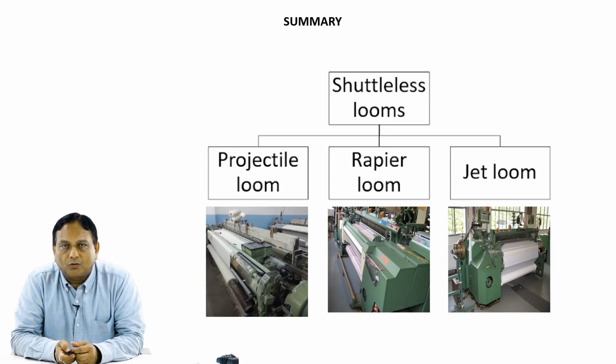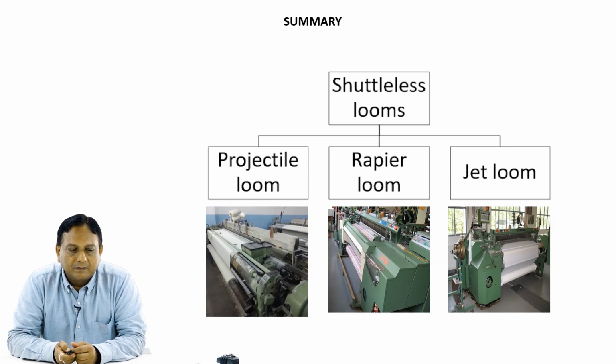And when you are talking about the rapier, single rapier is also there and a double rapier also is there. In a single rapier, only one rapier carries the weft, and double rapier means that one rapier carries it to the middle and another rapier carries it the rest of the way. It works at a very high speed, and a versatile range of fabrics can be produced on it.